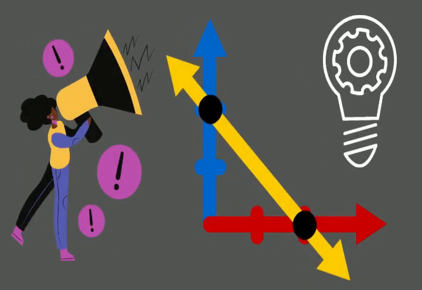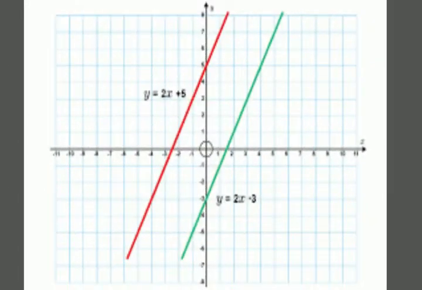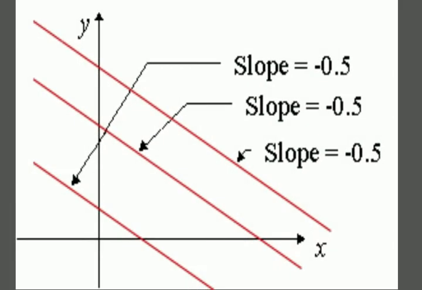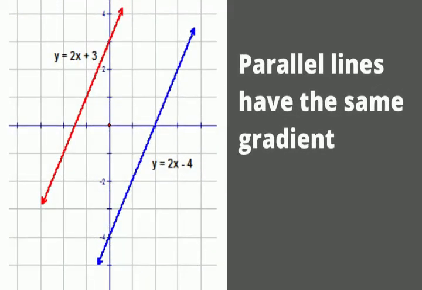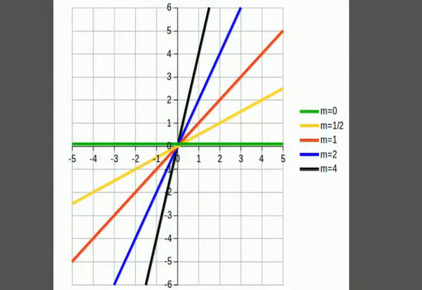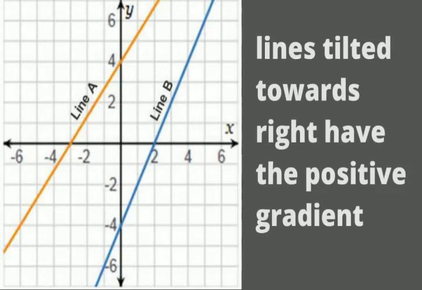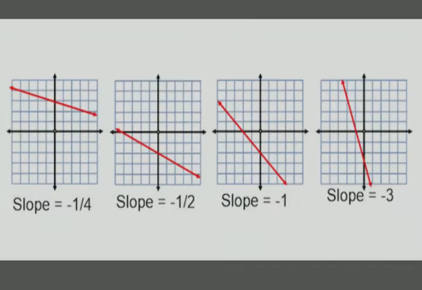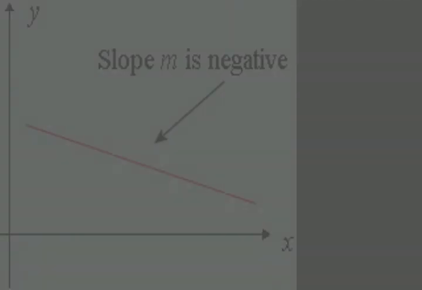Remember, I had told you about the two interesting facts I will be sharing about the gradient of the line. The first interesting fact is the parallel lines have the same gradient. If two lines are parallel, the value of their gradient is same. The second interesting fact about the gradients of the line is all the lines that are tilted towards the right hand side of the graph have a positive gradient and all the lines that are tilted towards the left of the graph have a negative gradient.